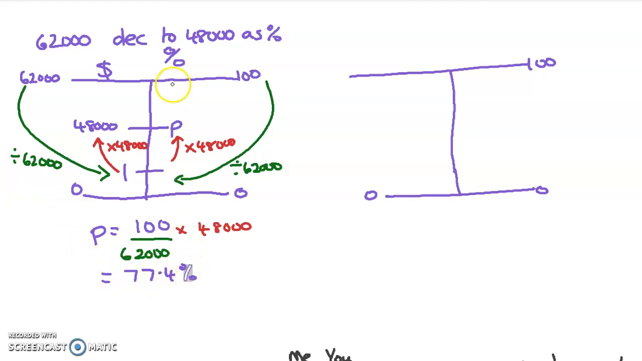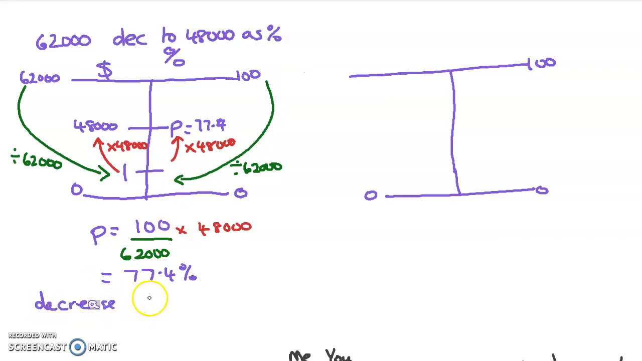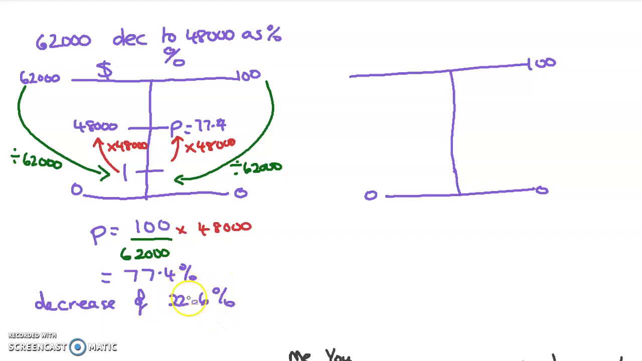77.4%. So I know that this is 77.4%. So that means it's a decrease of 22.6%, right? So 0.6 gets me up to 78, 2 gets me up to 80, and then 20 gets me up to 100. So that 22.6% represents the difference or the decrease from 62,000 down to 48,000.